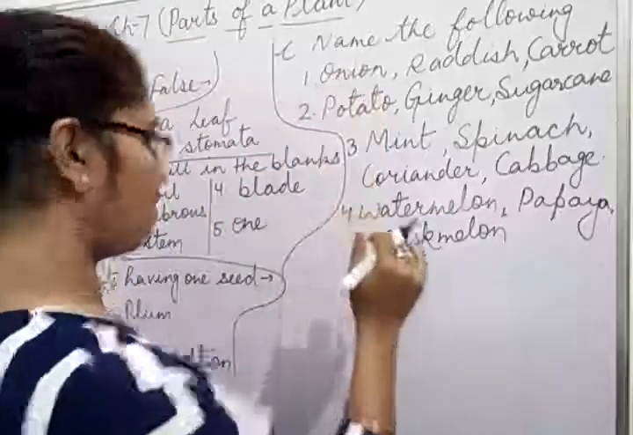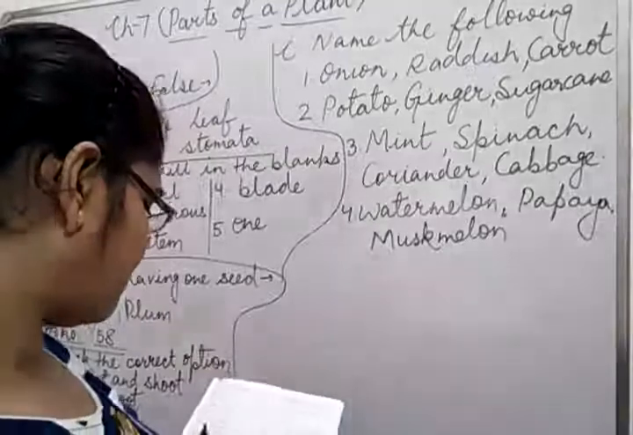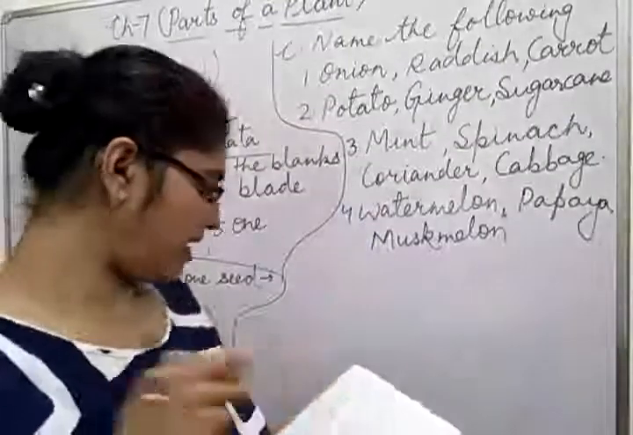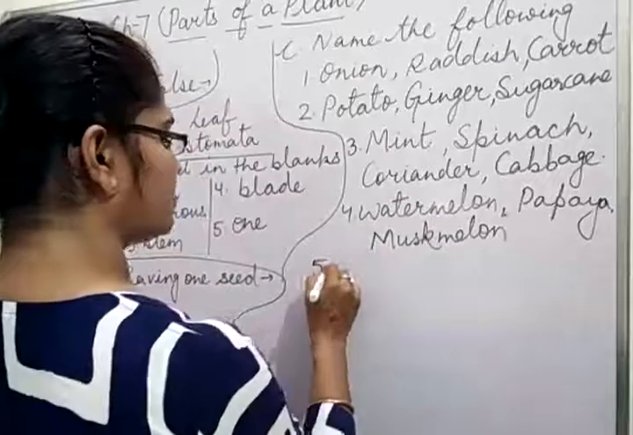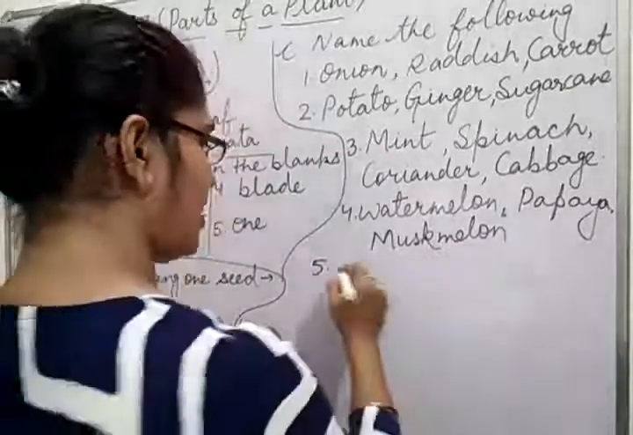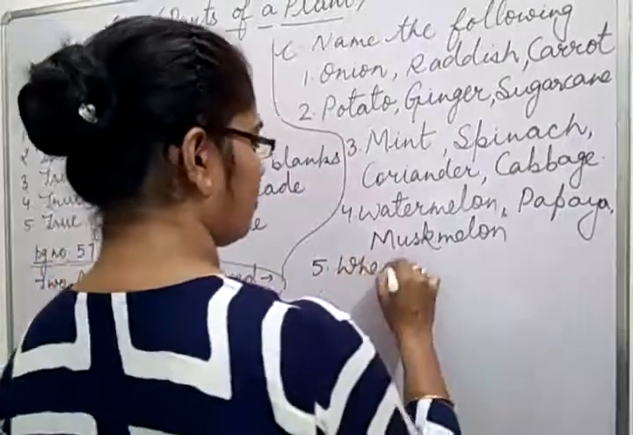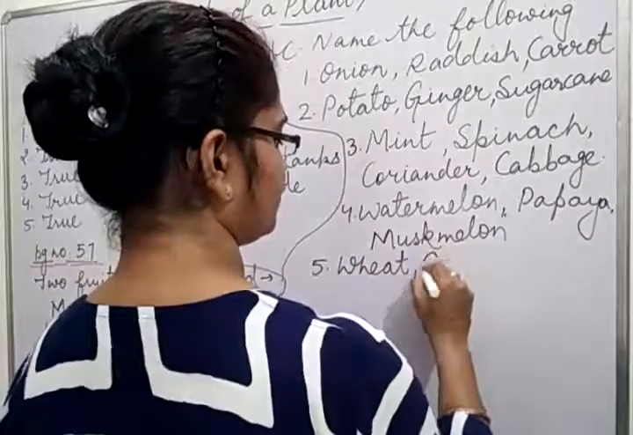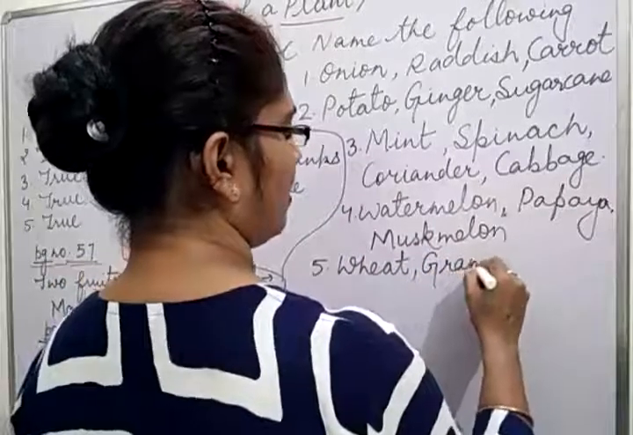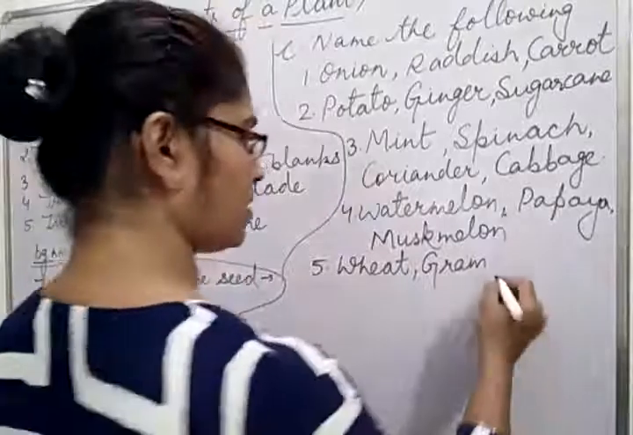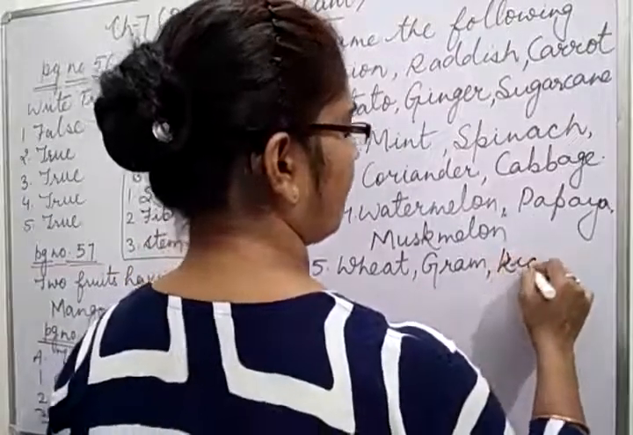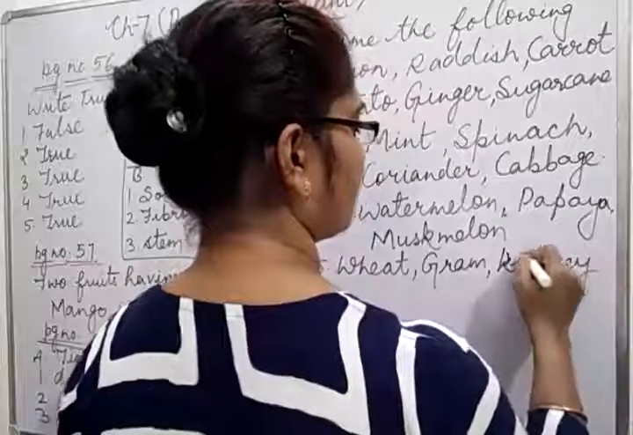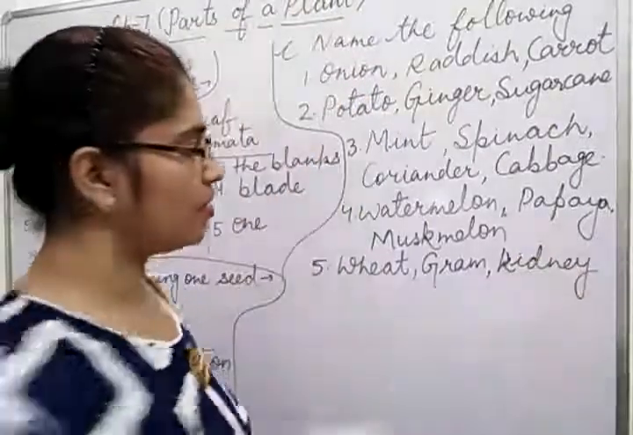Let me revise again, and one question is also left, then we will revise. 3 types of seeds which we eat. Which 3 seeds do we use to eat? That is, wheat, gram and kidney bean. Kidney bean.